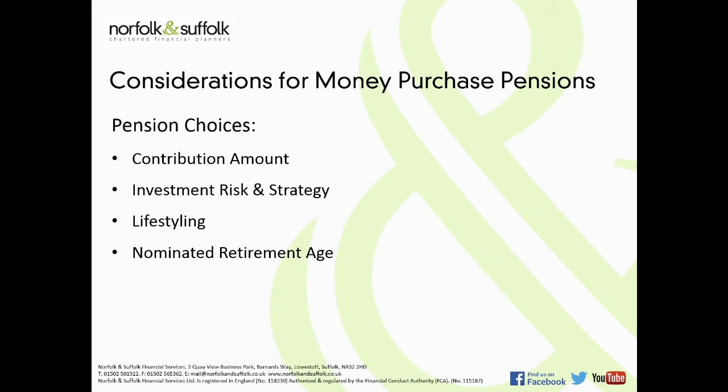Nominated retirement age. When a pension is arranged, the plan holder will select a nominated retirement age, while, in many cases, this is an administration age to which projections are produced. Should lifestyling be selected, the nominated age will have an impact on the performance potential in the latter years of the plan. Options on retirement.